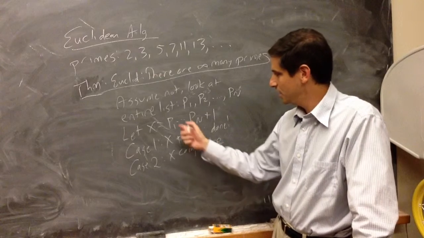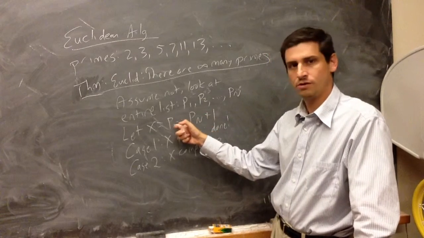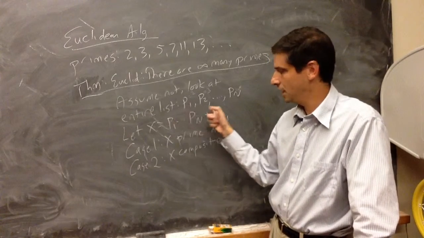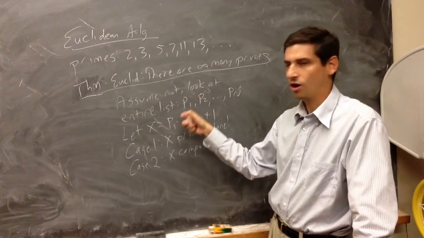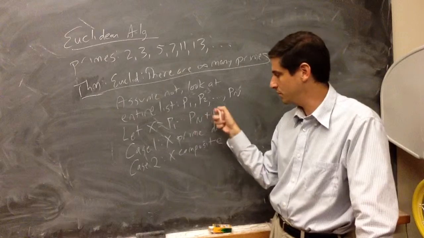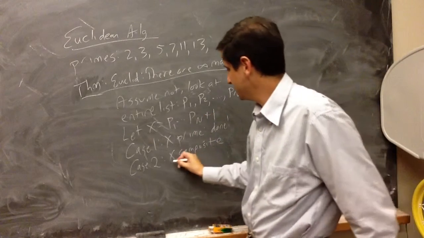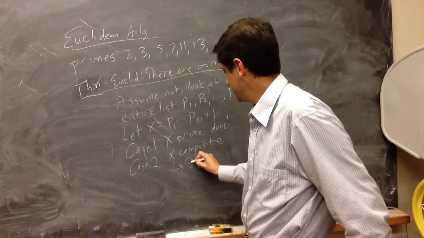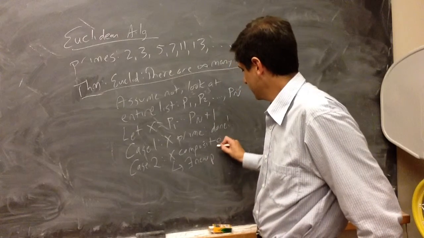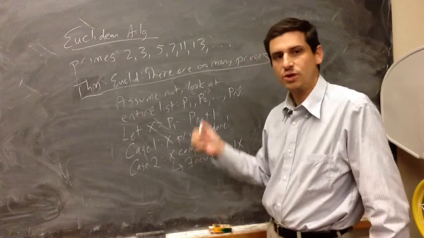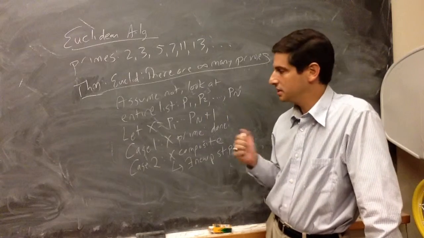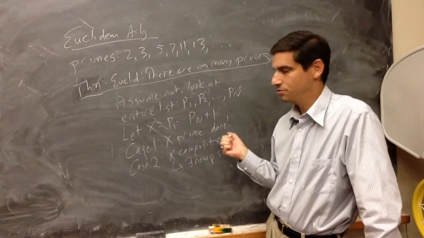So it's composite. Could it be divisible by P1? No, because if I try to divide by P1, I get a remainder 1. Can it be divisible by P2? No, I get a remainder 1. All the way up to, can I divide by Pn? No, remainder 1. So it's composite. So there exists a new prime P such that P divides x. And so in both cases, we see that our list is not complete and that there is a new prime.